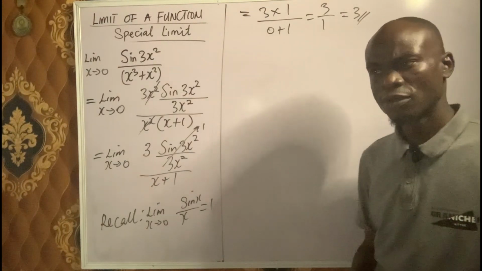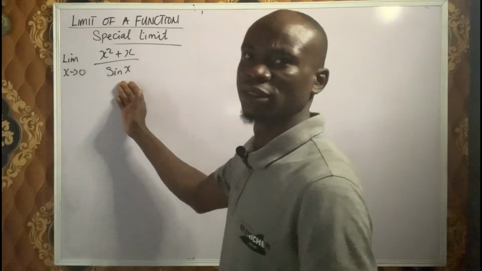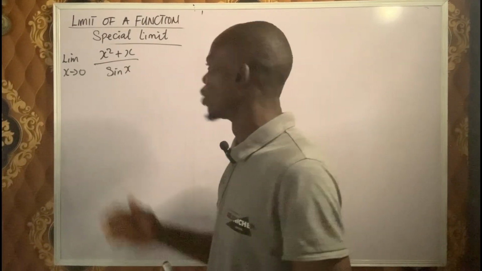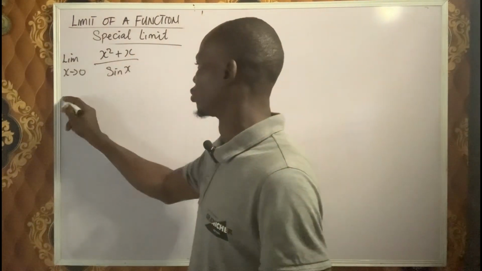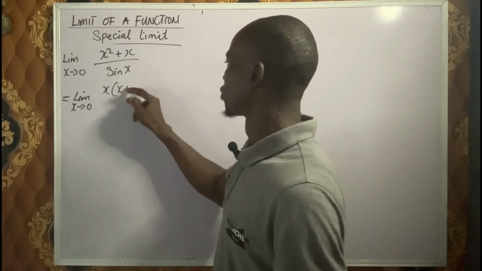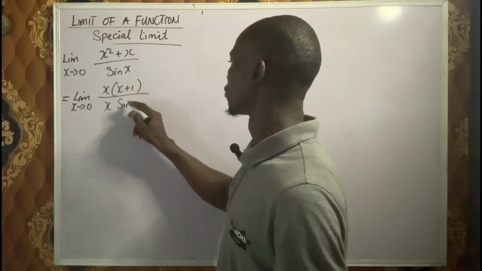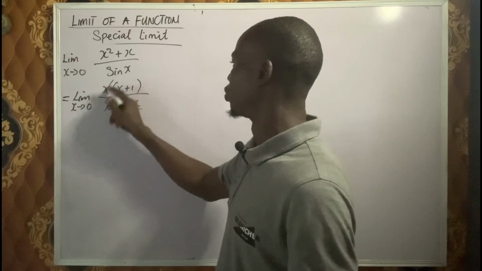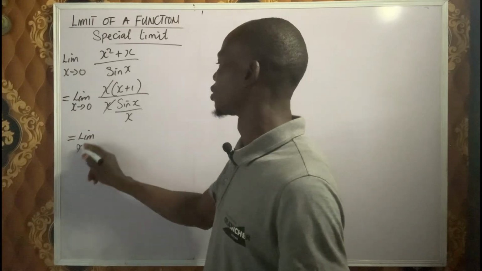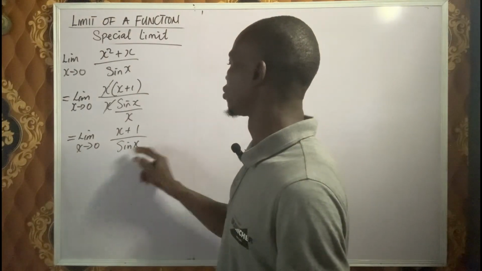I'm going to take one more example. Okay, for this problem, you will discover that we also have sine. That means we can still apply the same rule to the sine while we factorize the numerator. So at the numerator, we have a common factor x. So this will lead us to limit as x tends to 0, x times x plus 1 over sine x, carrying just x. So x will multiply and x will divide. So when that happens, x cancels out. Then what is remaining is limit as x tends to 0, x plus 1 over sine x over x.